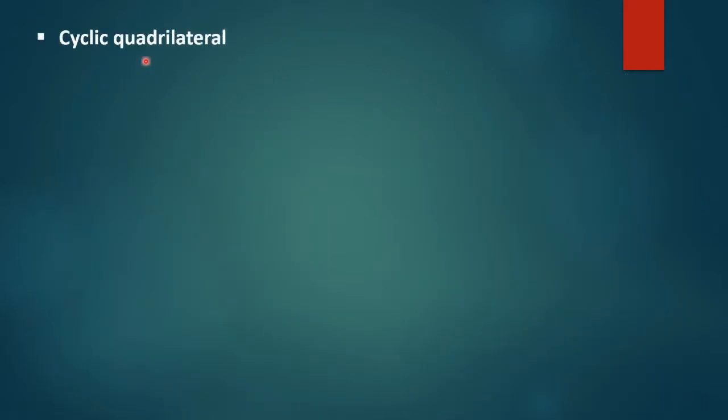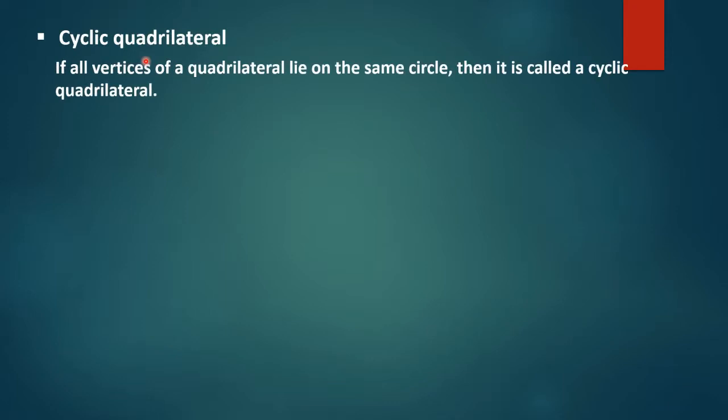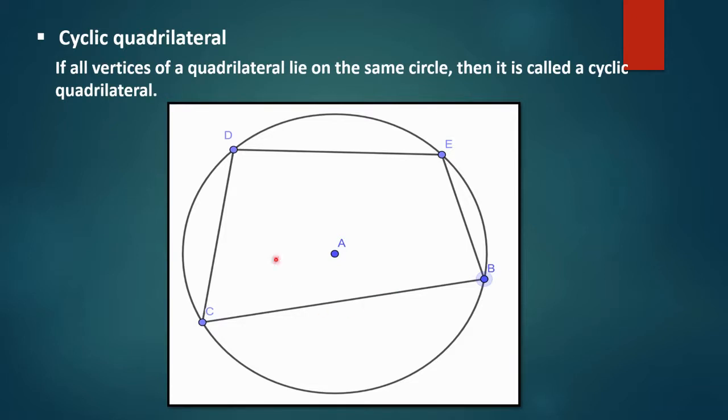Cyclic quadrilateral. Let us understand the definition of a cyclic quadrilateral. If all vertices of a quadrilateral lie on the same circle, then it is called a cyclic quadrilateral. In the figure, in the circle with center A, we have the quadrilateral DEBC. You note that each vertex of the quadrilateral lies on the circle. Hence, DEBC is called a cyclic quadrilateral.